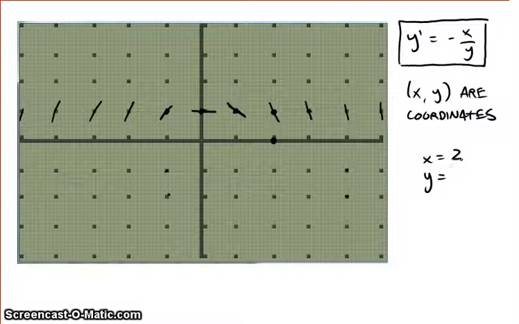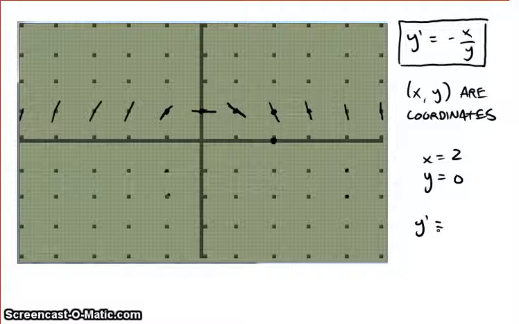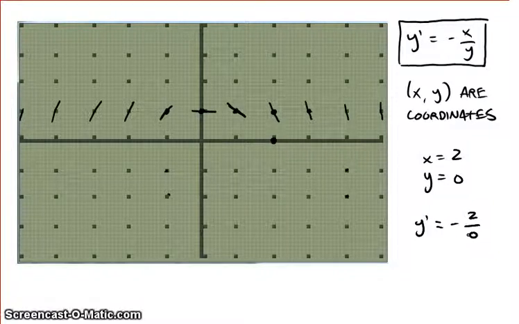2, 0. Well, the derivative at (2, 0) should be equal to negative 2 over 0, which of course is undefined. And this has happened before. We've definitely dealt with graphs where the slope was undefined. Consider this graph right here, actually.